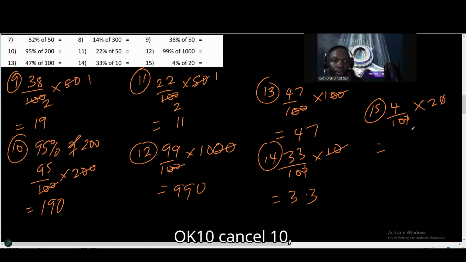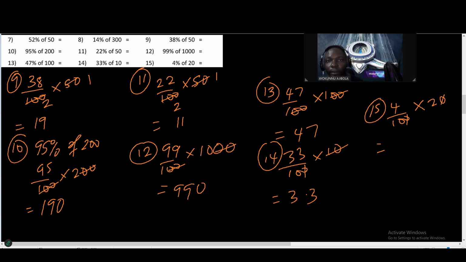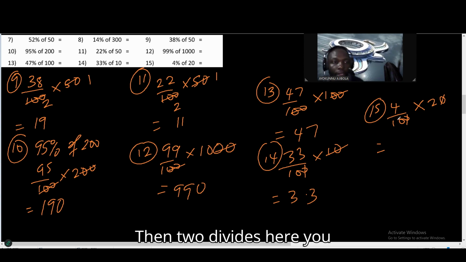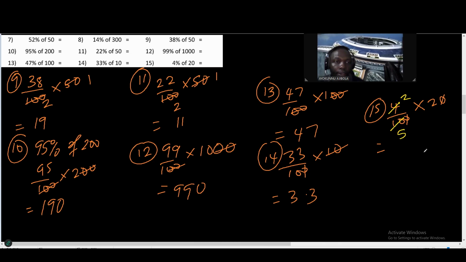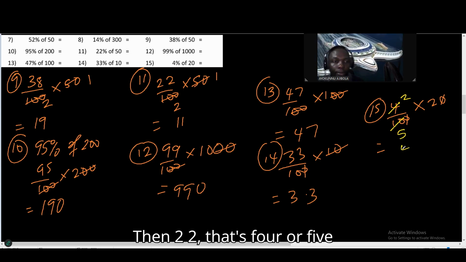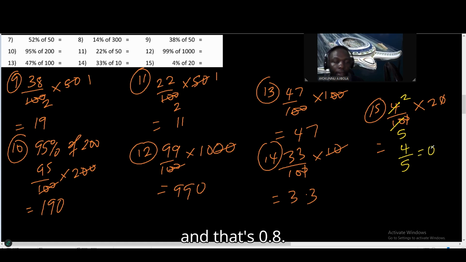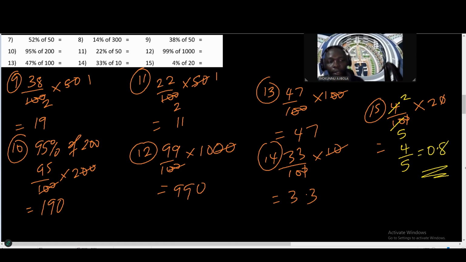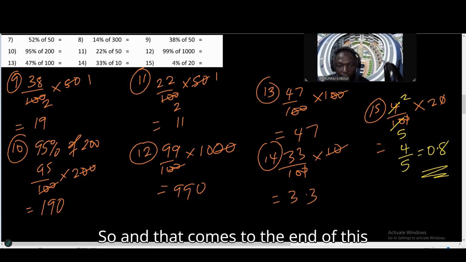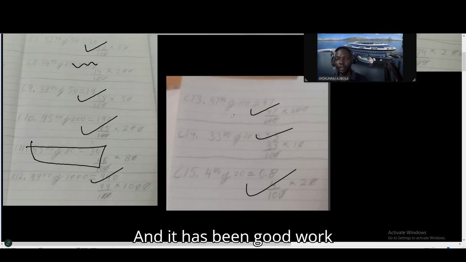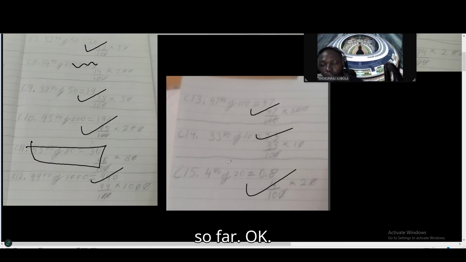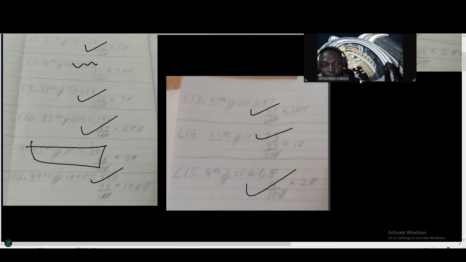Okay, 10 cancels 10, right? Yeah. Then 2 divides here, you get 2. 2 divides here, you get 5, right? Then 2 times 2, that's 4 over 5, and that's 0.8. So, that comes to the end of this correction. And it has been good work so far.